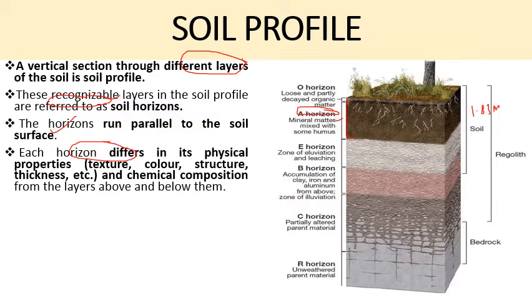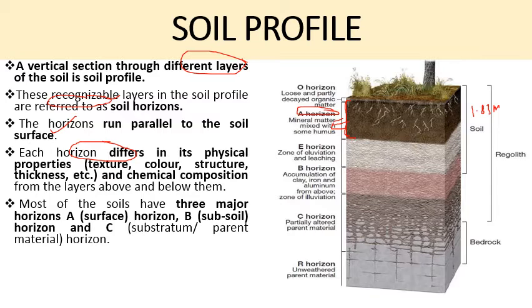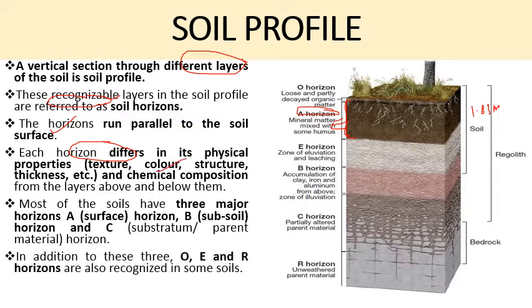जो individual layer है जो vary करती है in its physical and chemical properties, इस layer को कहा जाता है soil horizon, and there are multiple layers, so these are known as soil horizons. So the horizons run parallel to the soil surface, and each horizon differs in its physical properties, that is its texture, color, structure, thickness and chemical composition from layers above and below them. So हर एक layer में जो chemical composition है वो भी different है, and its physical properties are also different.